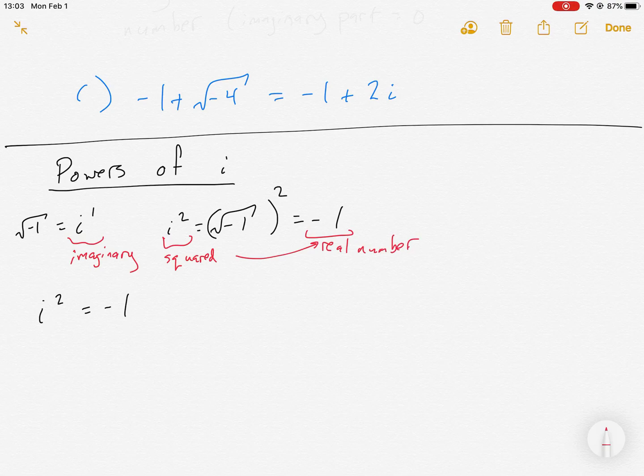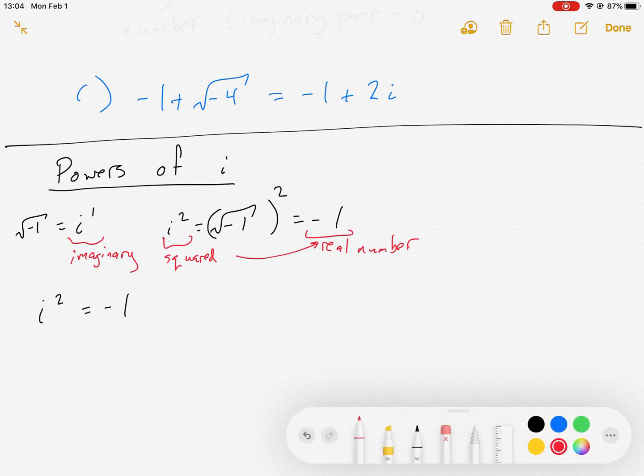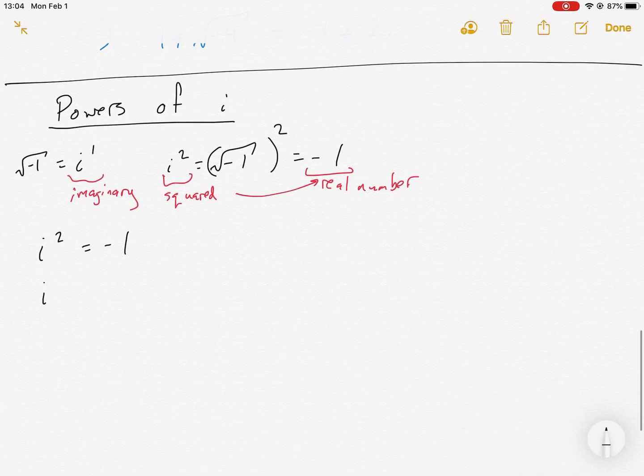So this is a fact that will come up quite a bit. I squared equals a real number, and it equals -1. Now let's continue with our powers. If I said I cubed, well, this is just I squared times I. And remember, we said over here that I squared was -1, so this is -1 times I. And so actually we could rewrite I cubed as -I.